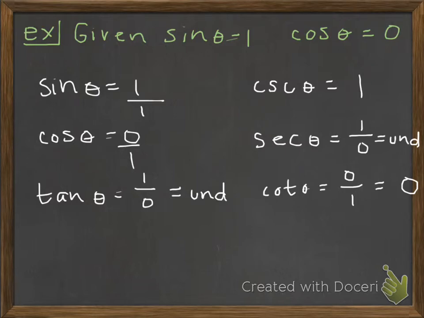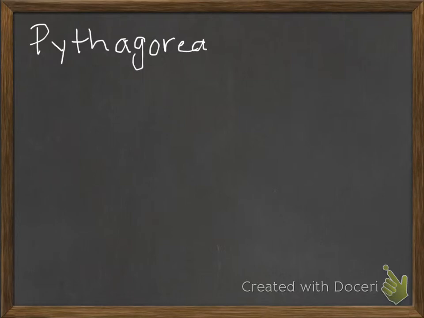The last thing I would like to do today is give you the final set of identities, and that's the Pythagorean identities. So these are your Pythagorean identities.